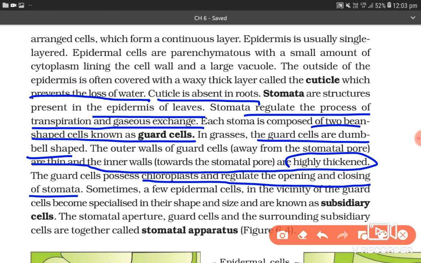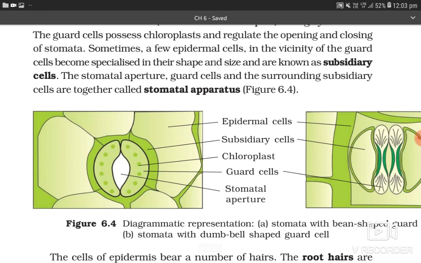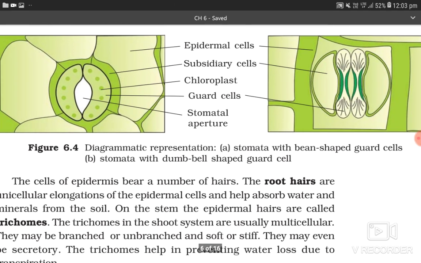Sometimes a few epidermal cells in the vicinity of the guard cells become specialized in their shape and size and are known as subsidiary cells. The stomatal aperture, guard cells, and the surrounding subsidiary cells are together called the stomatal apparatus. This is the diagram.